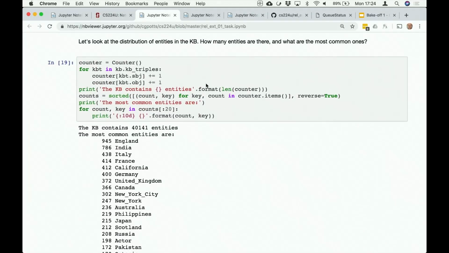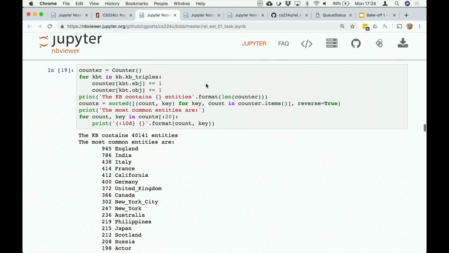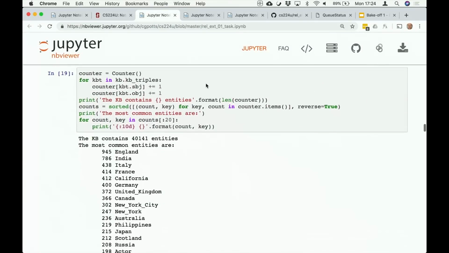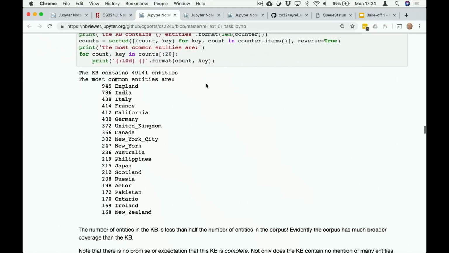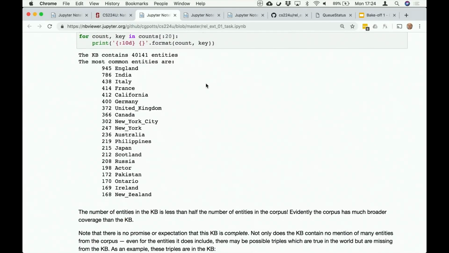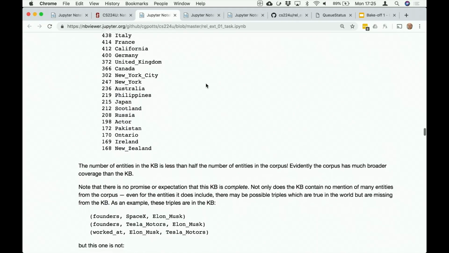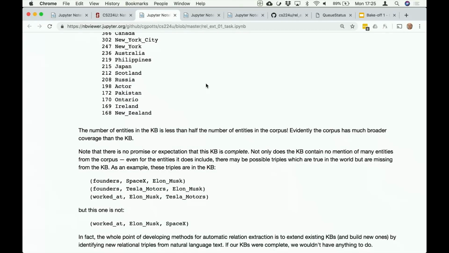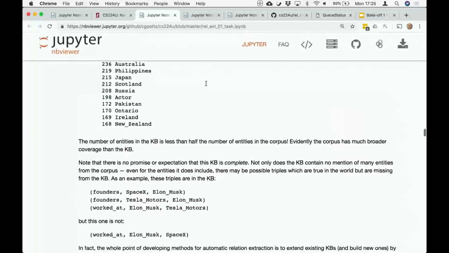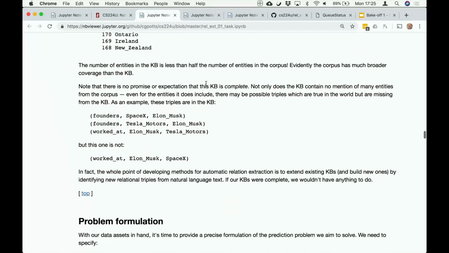And then we can look at the distribution of entities in the KB. So here we go through all the triples, count up all the entities, and list them in order of frequency. And again, you see that it's dominated by entities that are related to geography. And in fact, this list looks like it's only geography, but that's not actually the case.